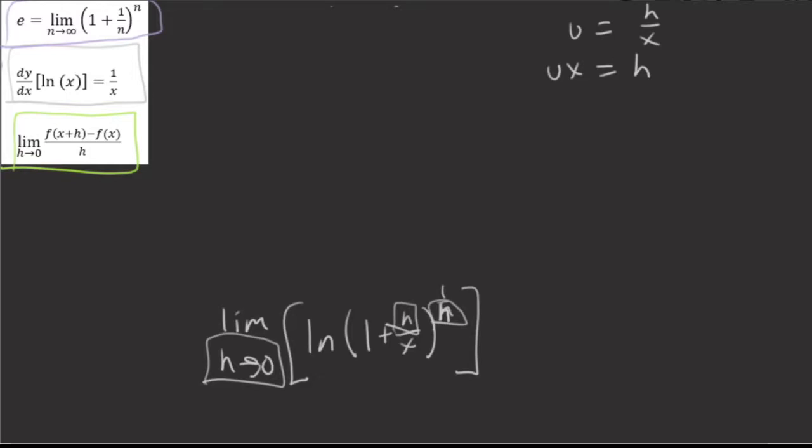So let's switch back and let's rewrite this at the top. We now have the limit as u approaches 0 of ln of 1 plus u to the 1 over ux. So everything has its proper respects now.